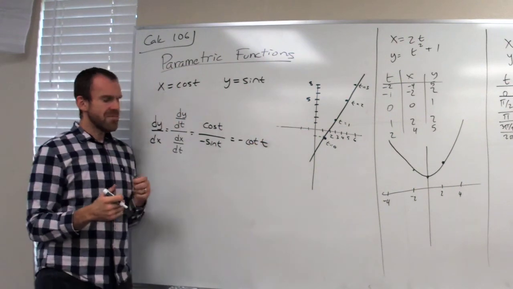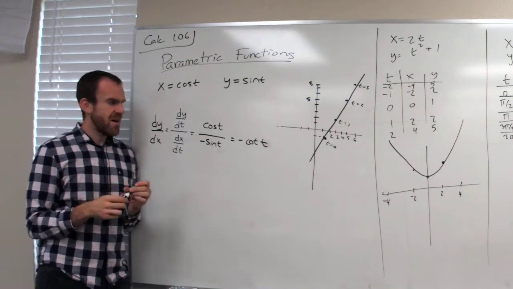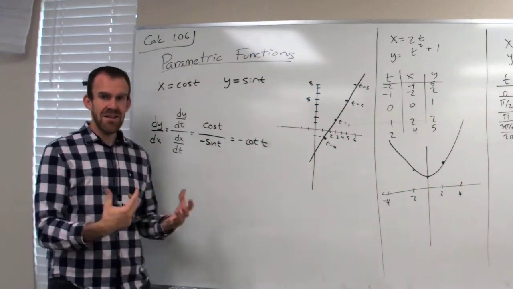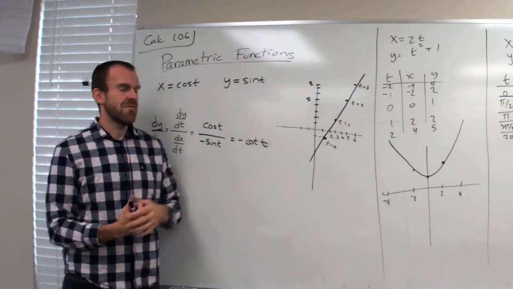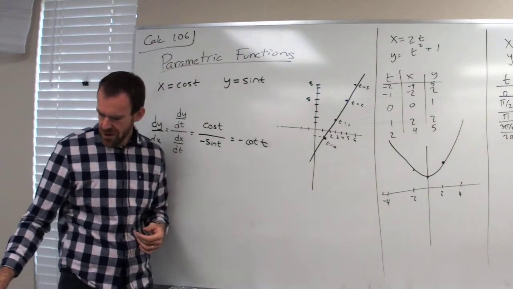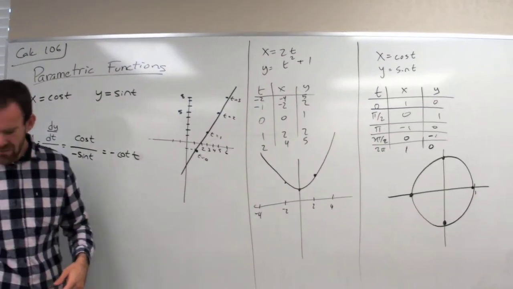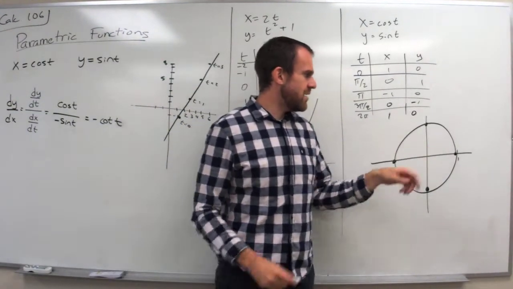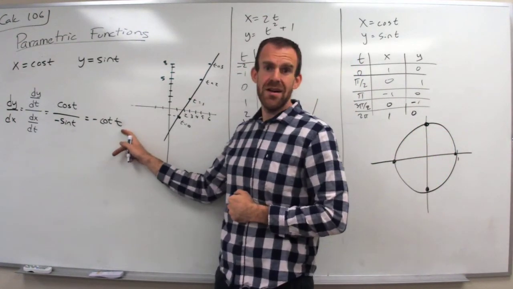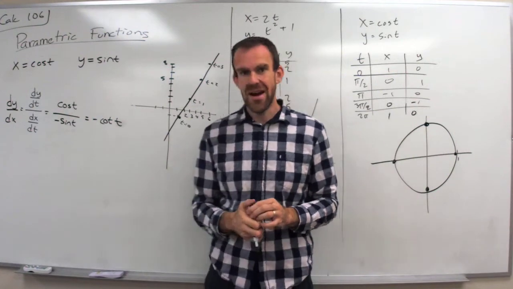Now you do have a problem. That is, your slope is defined with respect to t, but at a given t, you can find the slope of that curve. So, for example, if we go back to our circle over here, if I wanted to find the slope at pi over 2, I would plug in pi over 2 here and find out that the slope is in fact 0.